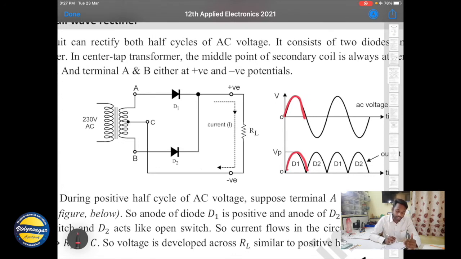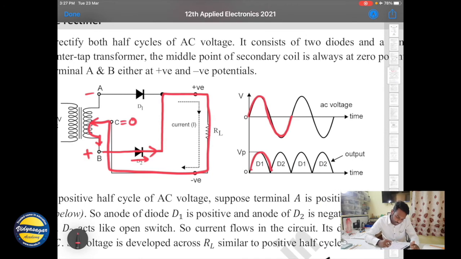Now during the first negative half cycle, B will be positive and A will be negative, and C is always at zero potential. Therefore, B is at higher potential as compared to C. Therefore, diode D2 will be in forward bias condition and the current will flow and the current will follow this path, back to B. Understood? So the path will be B, D2, RL and back to B.